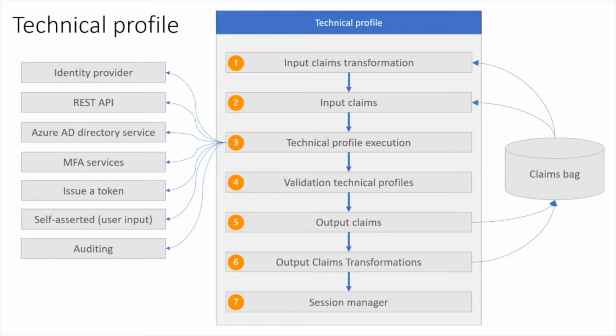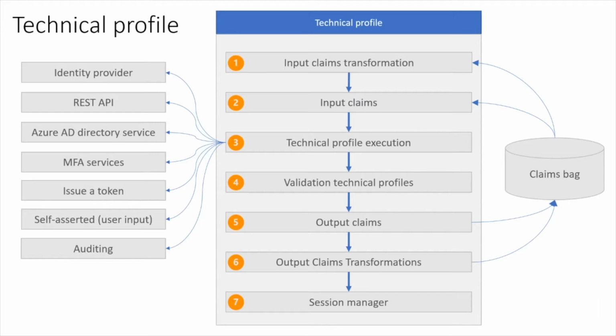Let's go through each step here and break each one of them down a little bit. First of all, when you declare a technical profile, you can indicate one or more of what are known as claims transformations. Transformations allow you to set or alter claims before the technical profile is actually executed.